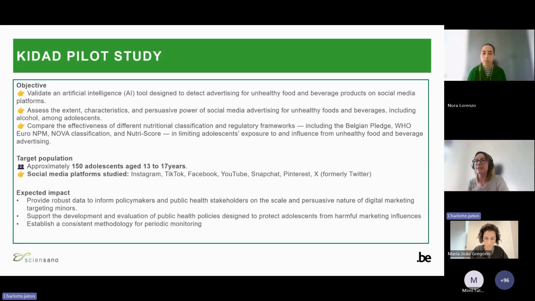So the expected target population was 150 adolescents aged between 13 and 17 years old, and we would cover the different social media, including Instagram, TikTok, Facebook, YouTube, Snapchat, Pinterest, and former Twitter. And the expected impact was about, first, to provide objective data to inform policymakers and public health stakeholders on the extent of this marketing, to support the development also and evaluation of public health policy designed to protect minors against harmful marketing, and also to potentially establish a consistent methodology for periodic monitoring.